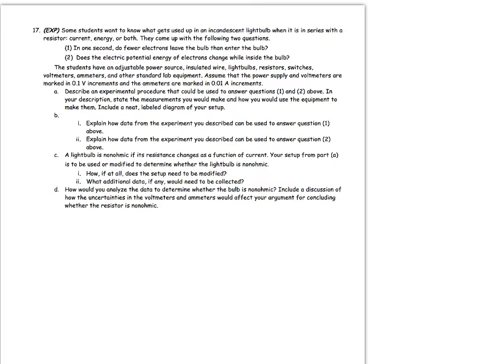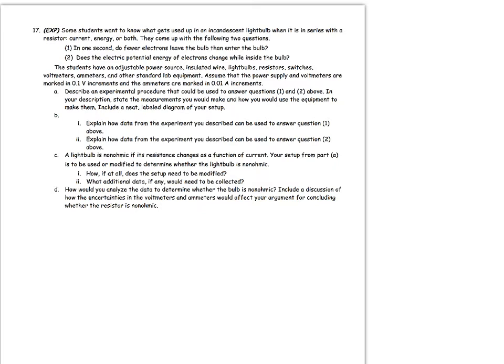Okay, so we have an experimental design question here, and we're tasked with two questions. We want to know whether or not in 1 second fewer electrons leave a bulb than enter it. That is a bulb connected to a resistor in a circuit. Okay, that's the setup they give us. And the second question is, does the electric potential energy change while the electrons are inside the bulb?